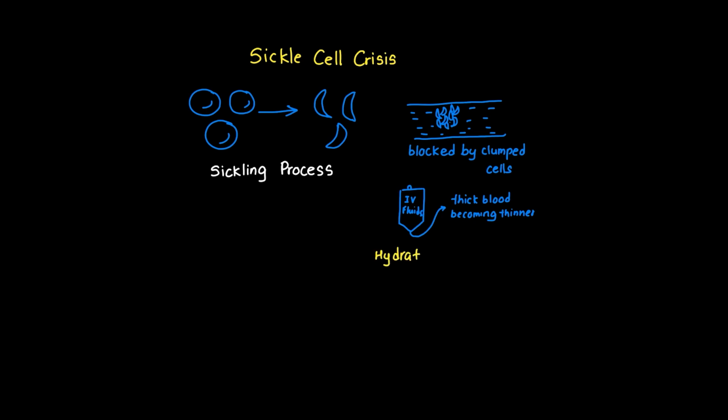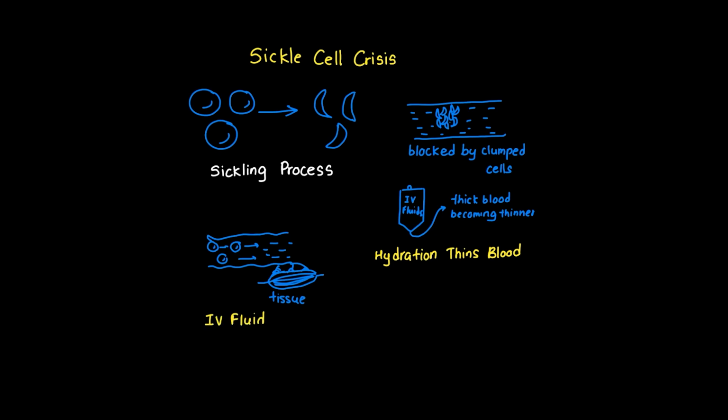Aggressive IV hydration dilutes the blood. This reduces viscosity and helps sickled cells flow through vessels. This improves perfusion to tissues and reduces further sickling. Pain medication provides comfort but doesn't address the cause. Hydration breaks the sickling cycle.